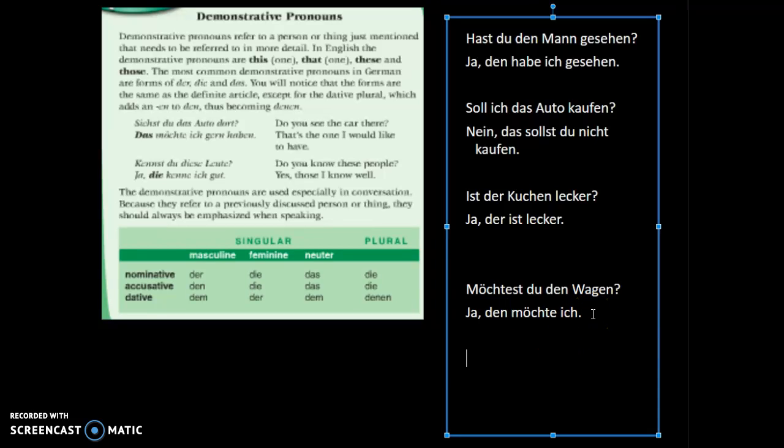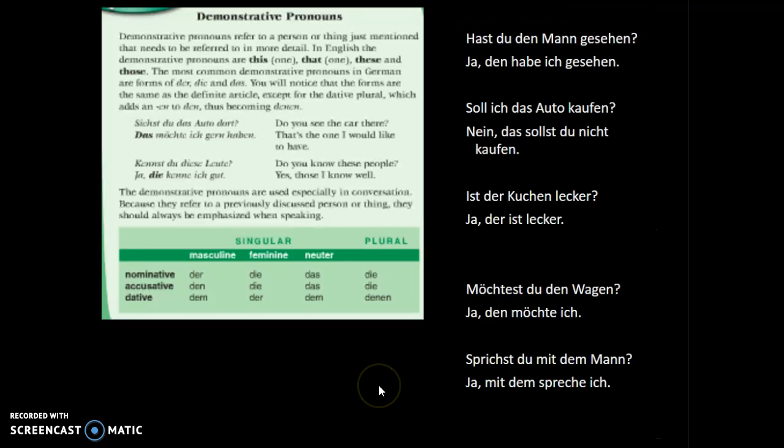Let's try one more example. I'm going to say, sprichst du mit dem Mann? Are you speaking with a man? Now this time, the thing that we're going to change into a demonstrative pronoun is the object of a preposition. So I'm going to say, ja, mit dem spreche ich. And the reason why I'm saying mit dem is because der Mann, following mit, which is a dative preposition, changes from der to dem. So mit dem spreche ich.